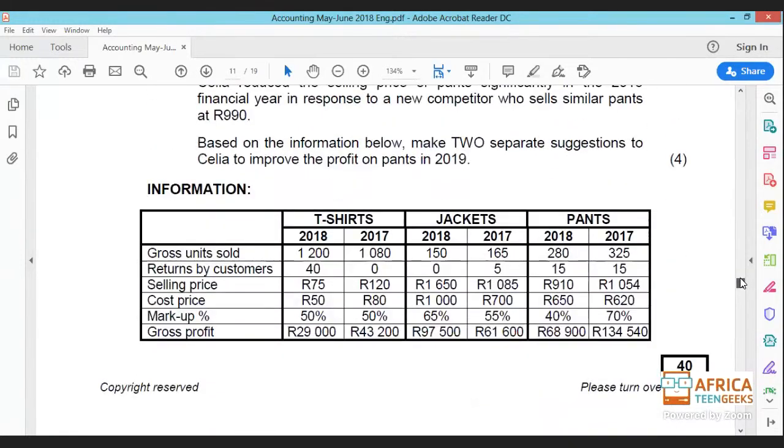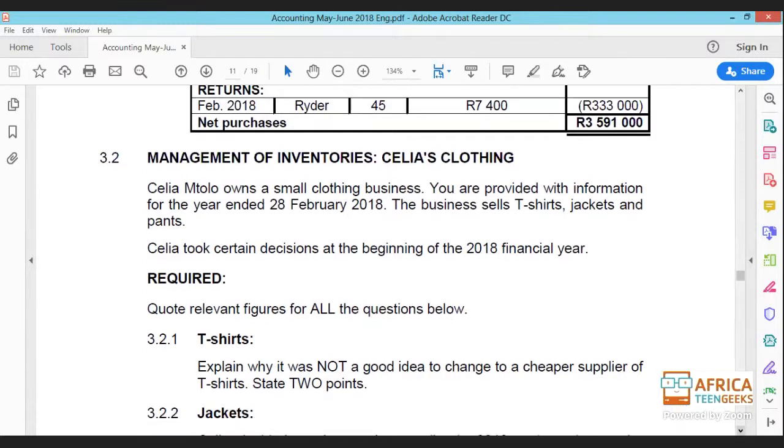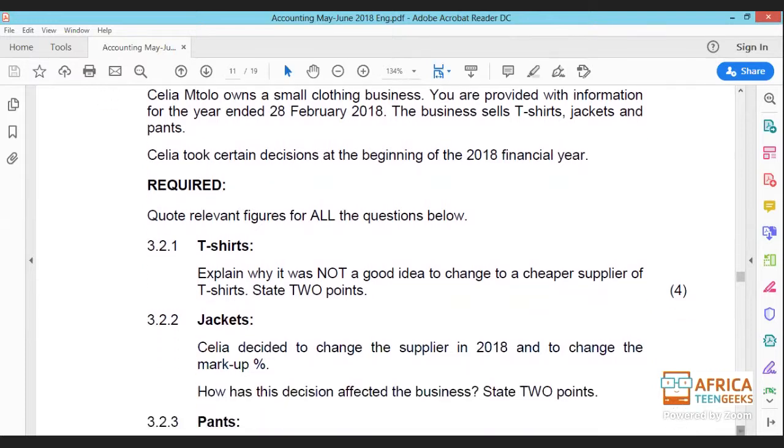This is an inventory management question. It says Celia Mdolo owns a small clothing business. You are provided with information for the year ended 28 February 2018. The business sells t-shirts, jackets, and pants. Celia took certain decisions at the beginning of the financial year. You are required to quote the relevant figures for all the questions below. So whatever question they're asking you, you must quote the relevant figure.